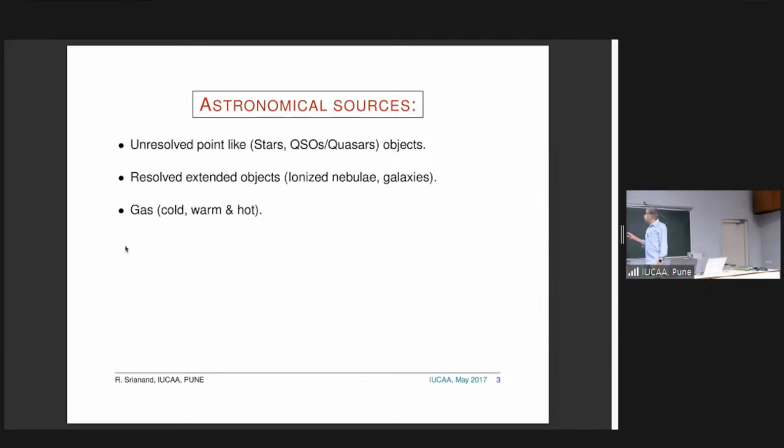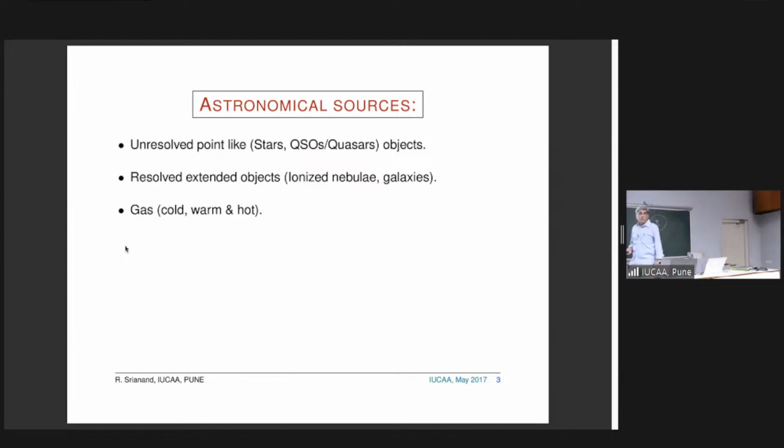Okay. So astronomical sources, in principle, how do you define or classify them? Unresolved point sources like stars, quasars, or QSOs, you will hear about them in a sequence of lectures which you will have in the coming weeks. Unresolved point sources mean these objects look like points in any images you take, and you are not resolving their internal natures.